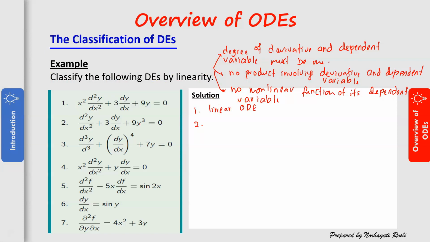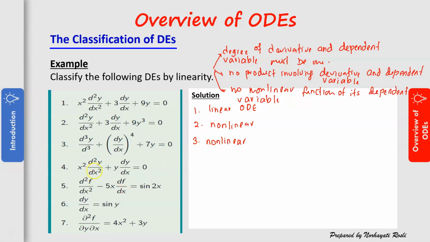For this number 2, if you refer here, we have y to the power of 3. When we have y to the power of 3, it means that the degree of this dependent variable is not 1. And then it is actually a non-linear function of this dependent variable y. So in this case, equation number 2 is non-linear. And for equation number 3 here, we can see the degree for this one is 1, but the degree for dy dx is 4. When the degree is not 1, it means that it is non-linear. So number 3 is non-linear.